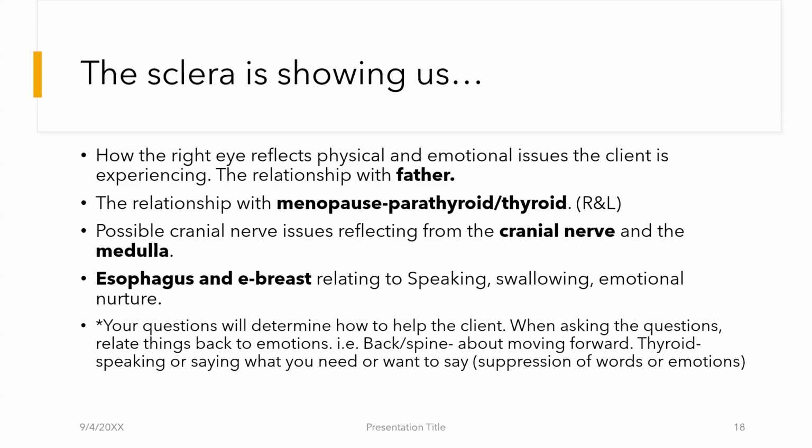I think that was probably the crux of a lot of her issues, the lack of relationship that she was destined to have with dad, but he kind of squashed it. Thyroid, speaking or saying what you need to say, suppression of words and emotions, that's always a biggie. We want to talk about that.